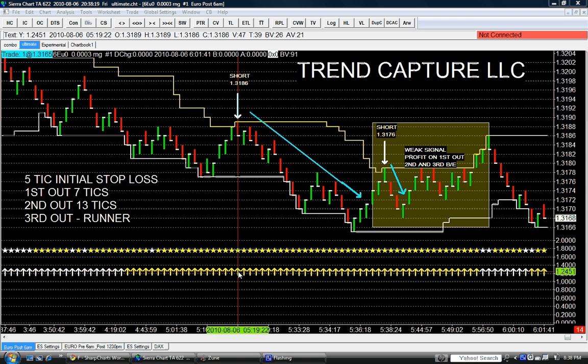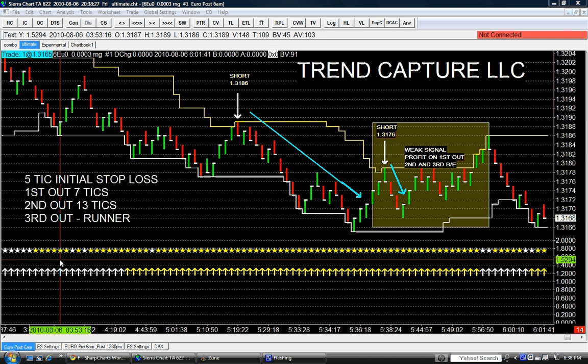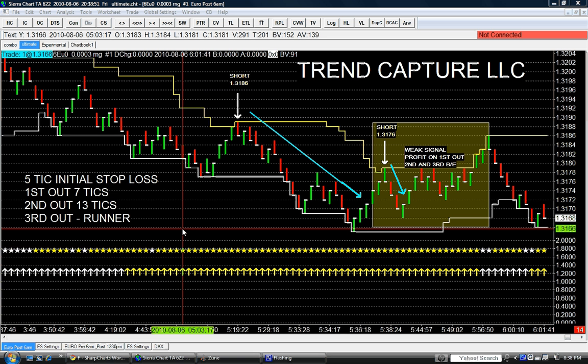The other side of the coin goes with the longs, except you're looking for white. You're looking for a touch of the white channel line and a reversal and a close on the high, and then you're looking for both the star and the arrow to be white. In this situation, you didn't have it, so there was no long position. You have yellow and you have white. You would need white and white. That's a long position. So that's all there is to it. It's a very simple system, which makes it excellent, and it also has a very low initial stop loss, which makes the risk reward out of this world.